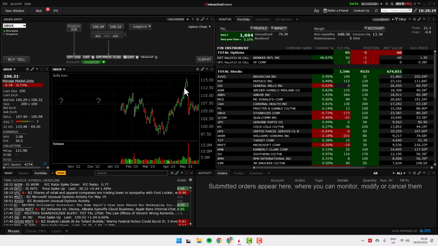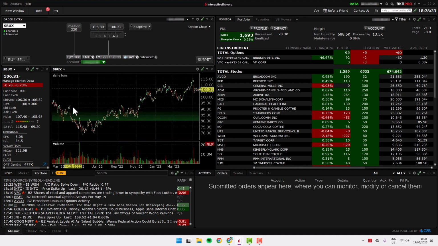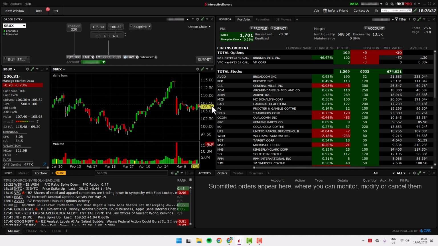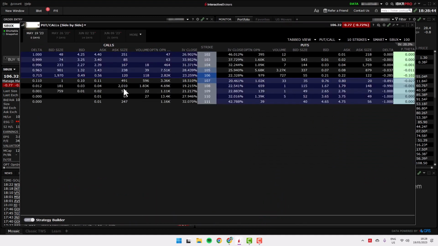So this is the price of Starbucks right here. We can see the full year price. This is my entry level, just if you are curious. Right now it's trading around 106. And let's open the option chain. This is the option chain.